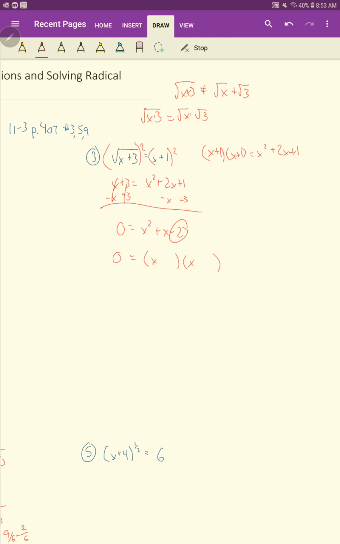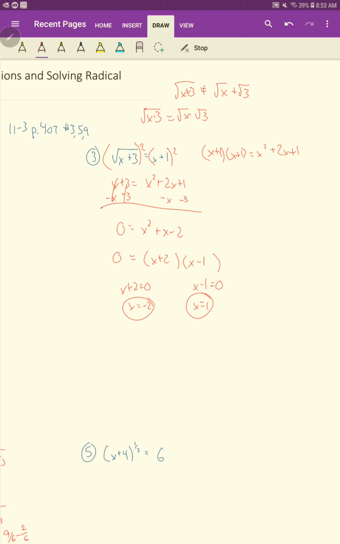Let's see, I need two numbers that multiply to -2 and add to make a positive 1. That would be positive 2 and -1. And so we'll say x plus 2 equals 0 using the zero product property. Set each factor equal to 0 there. And we'll say x equals -2 and x equals 1. Okay, and voila, there are your answers.